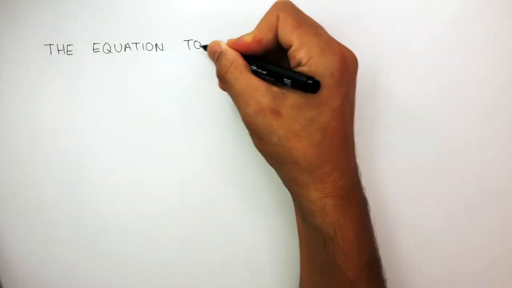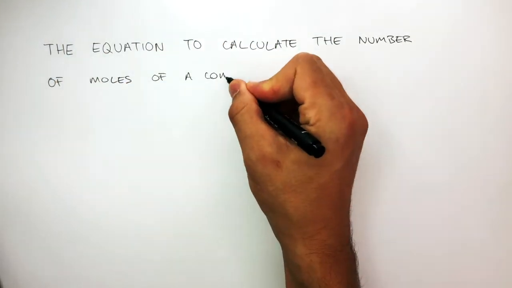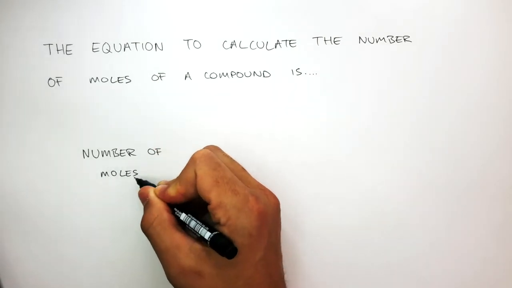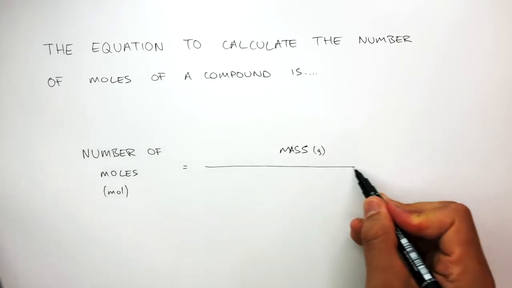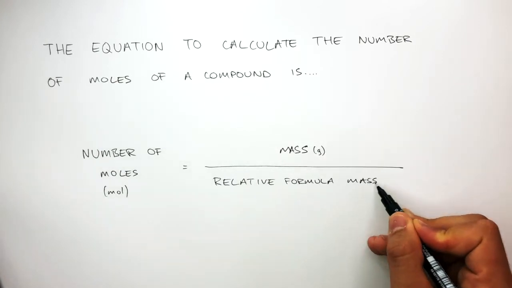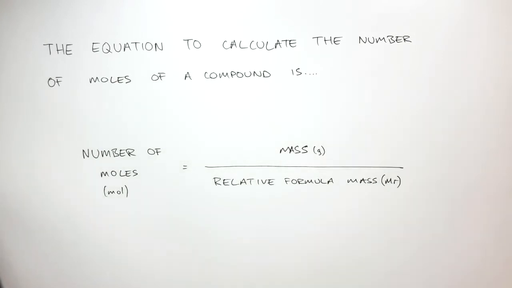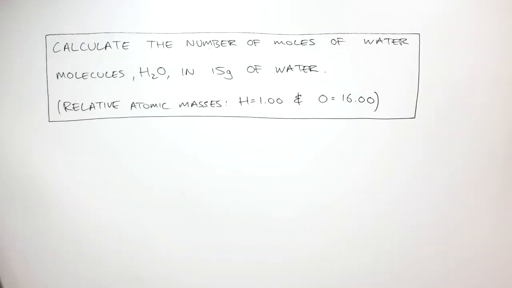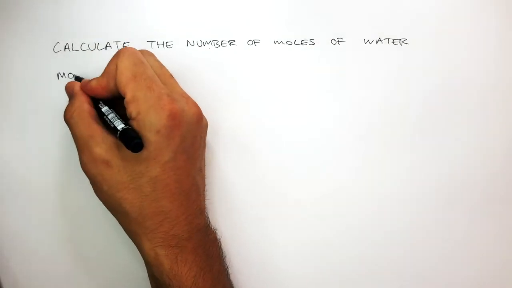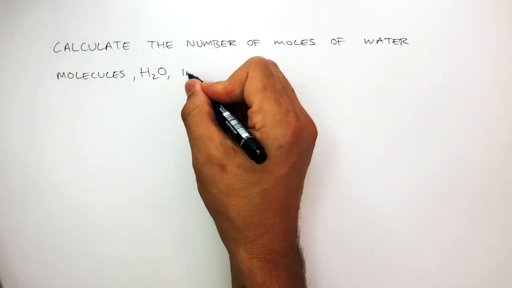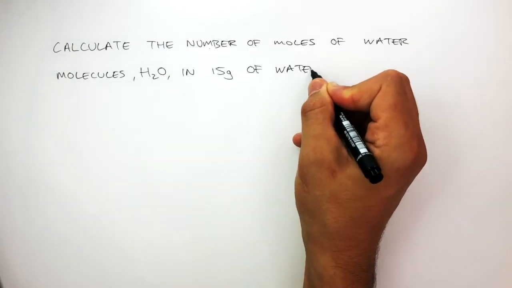The equation to calculate the number of moles of a compound is number of moles, where the unit is mole, equals mass in grams divided by relative formula mass, written as MR for short. Here's an exam question where you have to use the equation we've just learnt. The question is to calculate the number of moles of water molecules, H2O, in 15 grams of water.